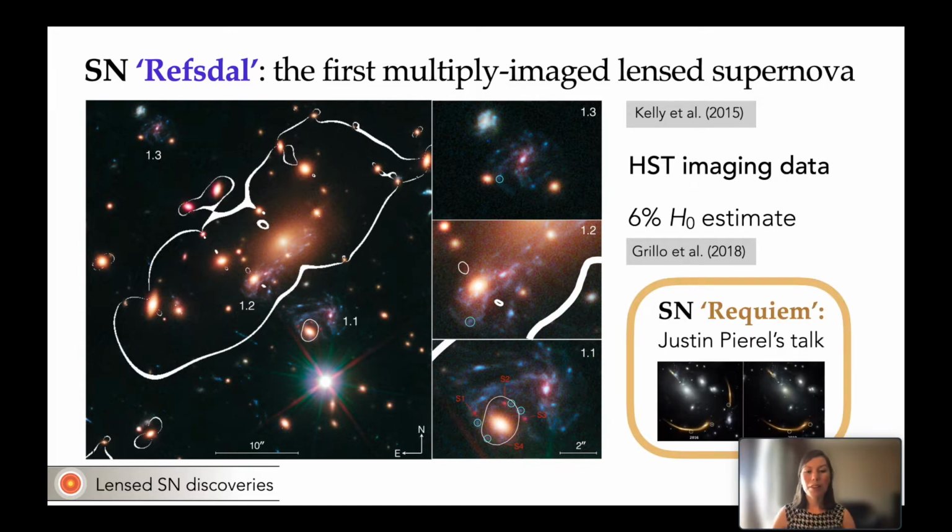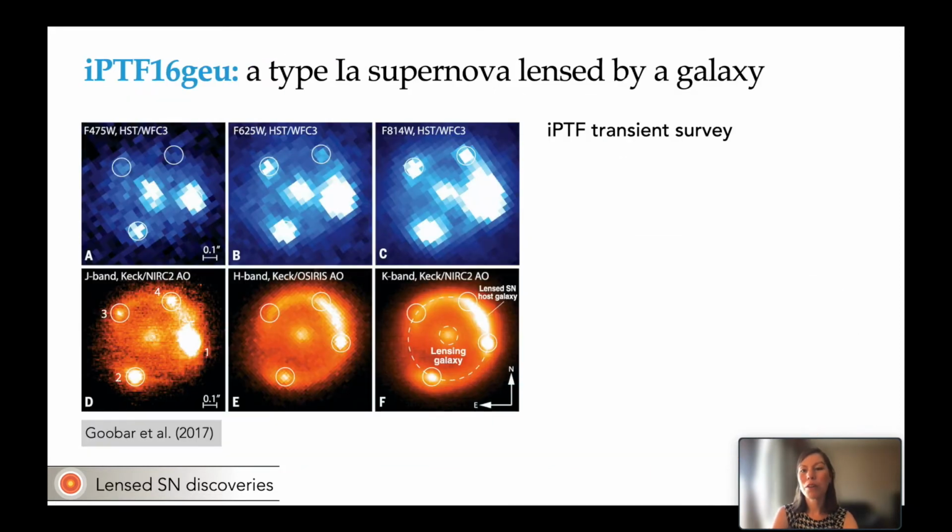And there has been a discovery of another lensed supernova by a galaxy cluster called Supernova Requiem, for which Justin Pierel is going to talk about more, and also talk more about the differences between lensed supernovae in clusters and normal galaxies. Because so far there have been a few lensed supernovae discovered in galaxy clusters, but actually the expectation would be that we would find more behind normal galaxies, elliptical galaxies. And of this we only have one example so far, which is iPTF16geu.